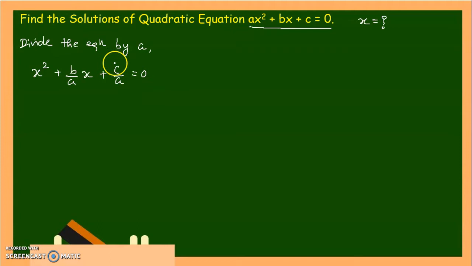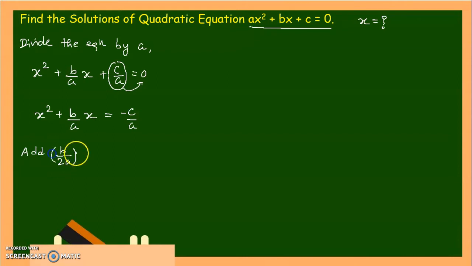Now take this c upon a to the right hand side. So this equation becomes x square plus b upon a x equal to, going to the right hand side, minus c upon a. So this is the second step. Now in the third step, we will add b upon 2a whole square on both sides.